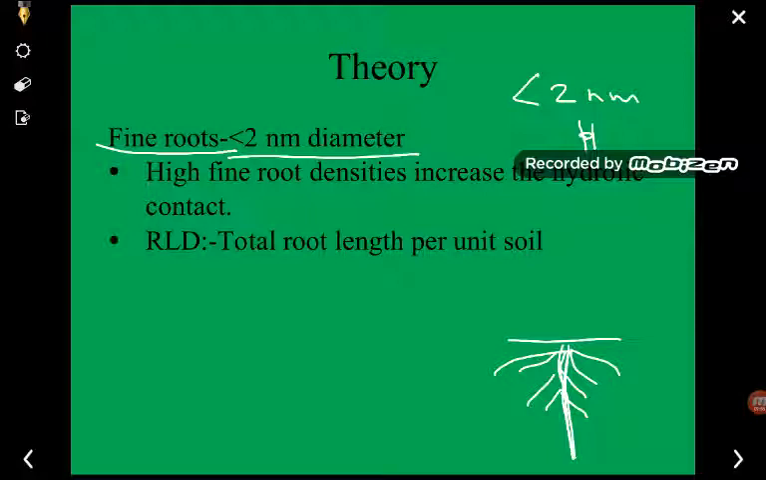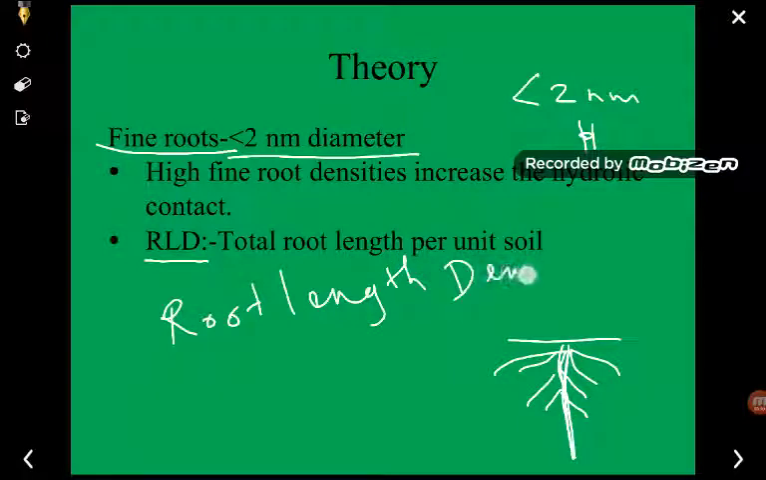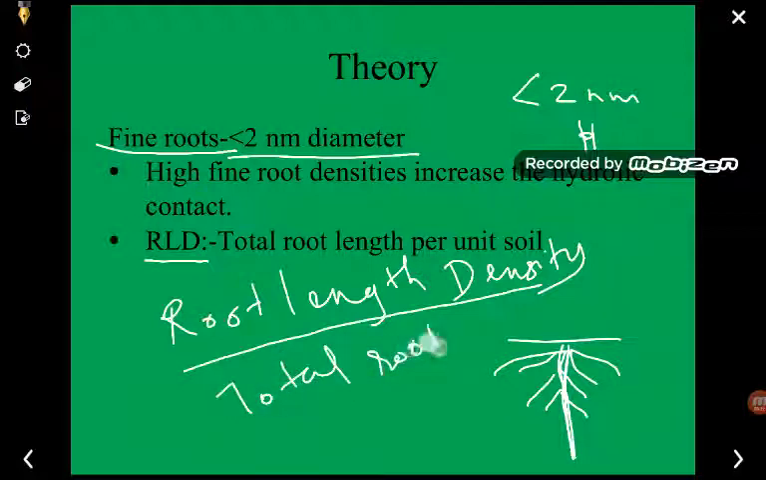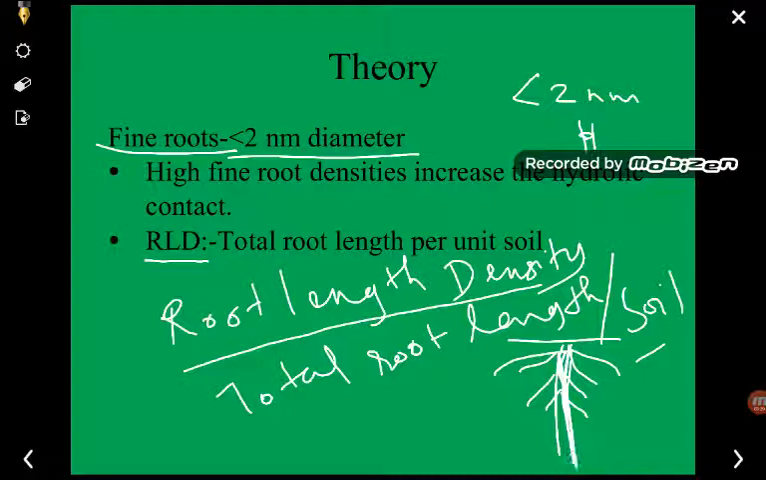Next, coming to the RLD. What does the RLD stand for? That is root length density. Root length density is the total root length per unit of soil. Total root length per unit of the soil. So this is said to be the root length density. Today we are going to find out the root length of the plant.